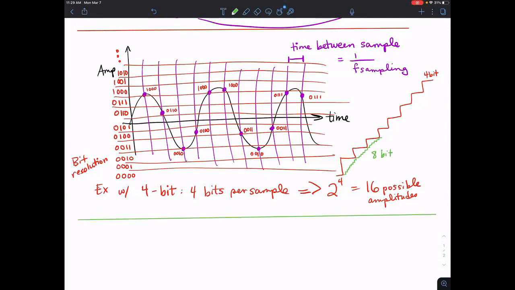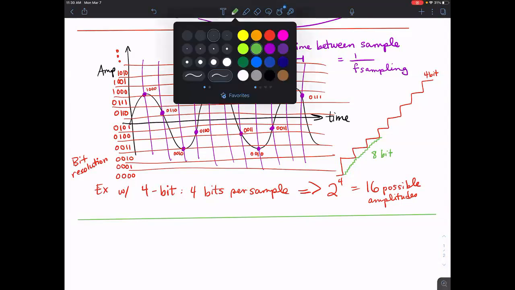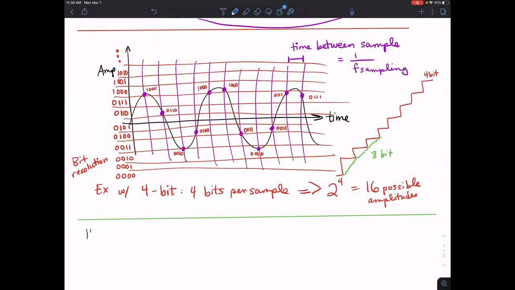So that's what we mean by the sampling frequency, the purple lines that determine when the dots will be saved, and then the bit resolution that will determine the actual binary numbers that are assigned to those values. Moving on to Roman numeral number 3, I'm talking about the bit rate. The bit rate is also called the digital bandwidth.